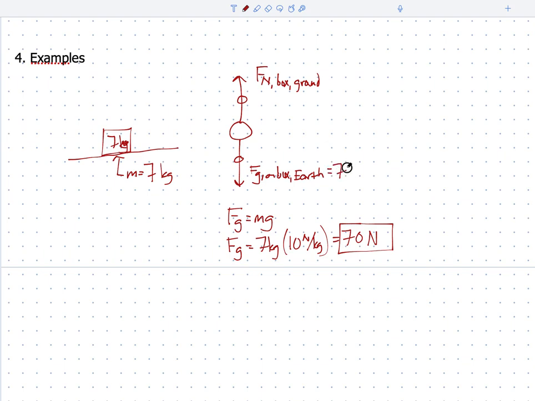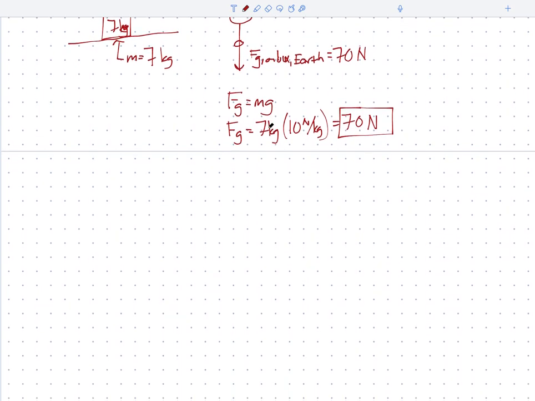So you can put that on the force diagram there. It's equal to 70 newtons. Now, we drew the force diagram and the equality shapes so we can see that the normal force and the force of gravity are the same size. So right away you know that this normal force also has to be 70 newtons because those are balanced and they have to be the same.